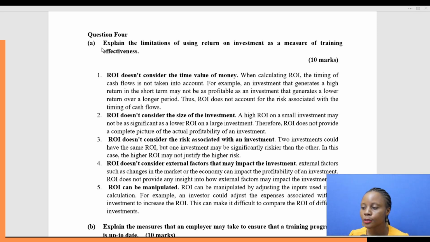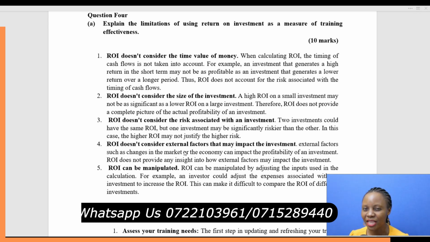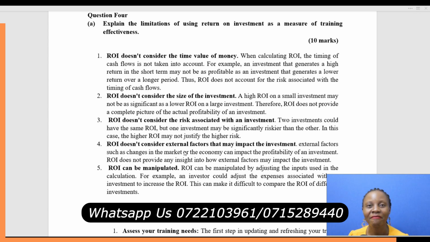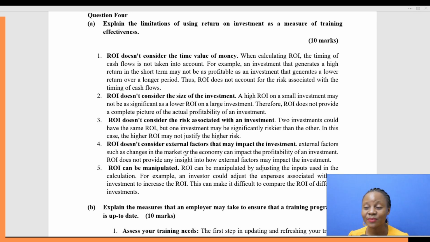because it does not put into consideration all those important factors which matter a lot when it comes to business. And then number 4, ROI does not consider external factors that may impact on the investment. It doesn't consider things to do with cost, inflation, and any other external factors that will affect the training effectiveness. The only thing that return on investment focuses on is the returns in terms of the money or the cash that is coming in as pay. But any factors that are affecting the training program, it doesn't take into consideration. So that also becomes a disadvantage.